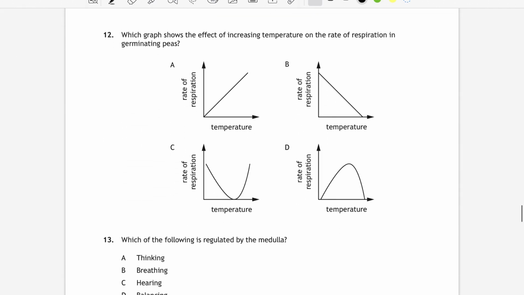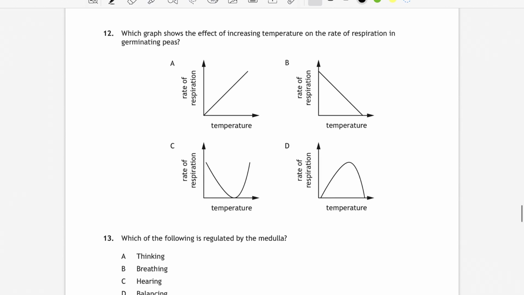So number 12. Which graph shows the effect of increasing temperature on the rate of respiration in germinating peas? Feel free to pause the video again and have a look over. Okay, now that you've had a look over it, let's see how we get on. As we've got the rate of respiration, we're looking at how fast it is going, and germinating peas. Remember, we're also looking at increasing temperature. Now, temperature is a bit of a funny one when we look at respiration because something bad can happen.